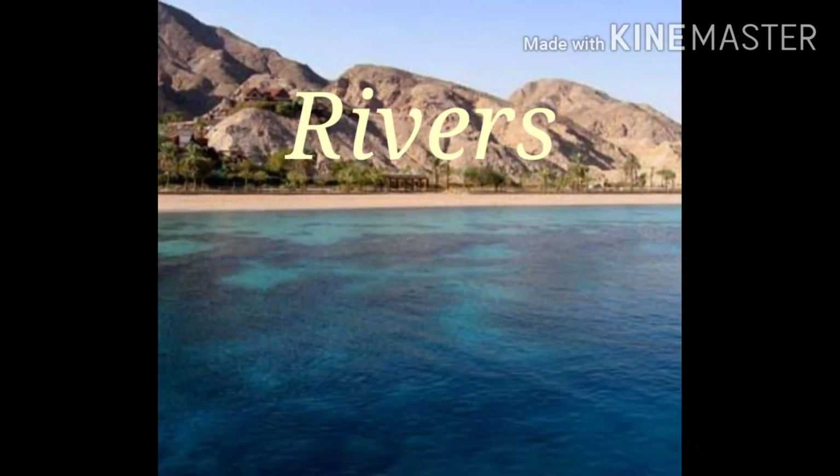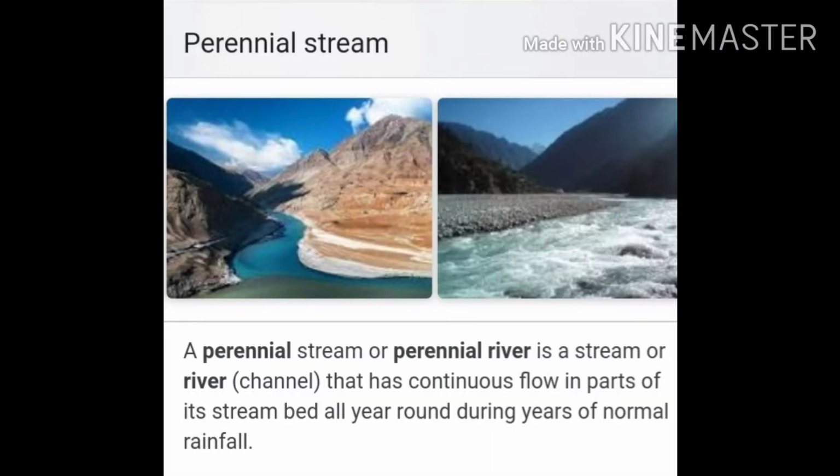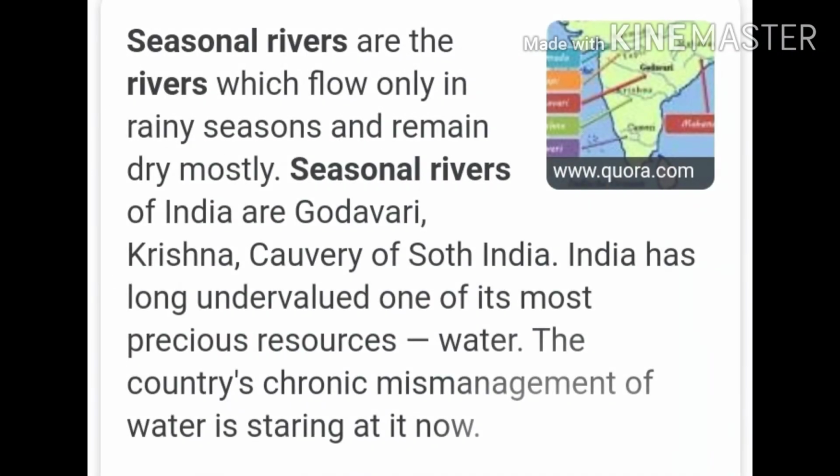Then come rivers. A large amount of water flowing over a long distance from higher to lower ground is called a river. Rivers that have water throughout the year are known as perennial rivers. Most of these rivers rise in high snow-capped mountains, as they get water from the melting of the snow and the rain throughout the year.